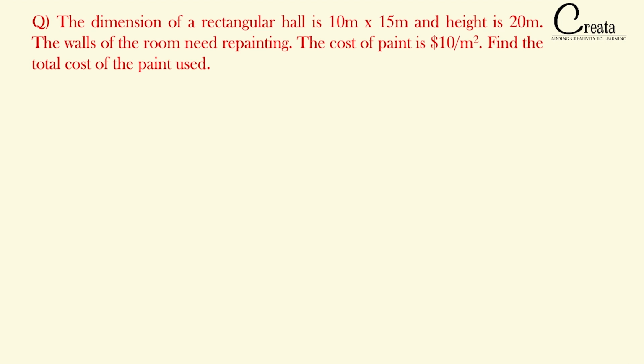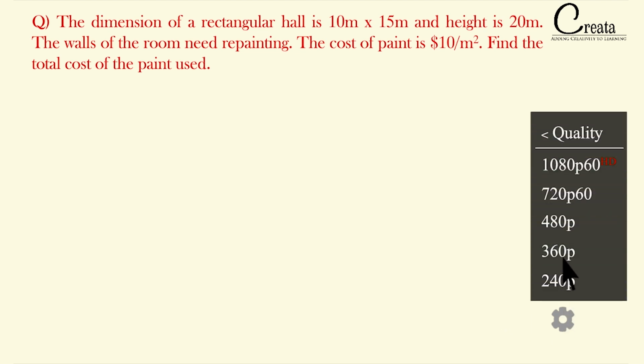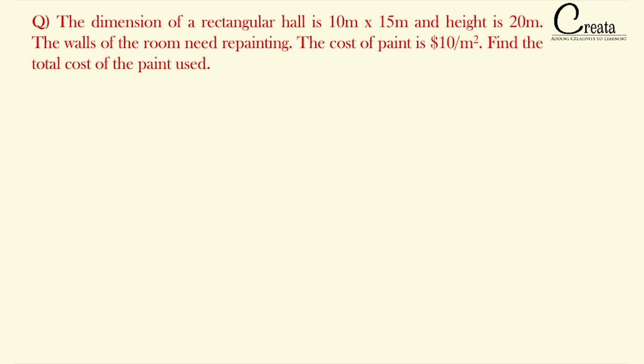The question is, the dimension of a rectangular hall is 10 meter into 15 meter and height is 20 meter. The walls of the room need repainting. The cost of paint is $10 per meter square. Find the total cost of the paint used. This is the question and we have to find the total cost of the paint used to repaint the walls of the rectangular hall.